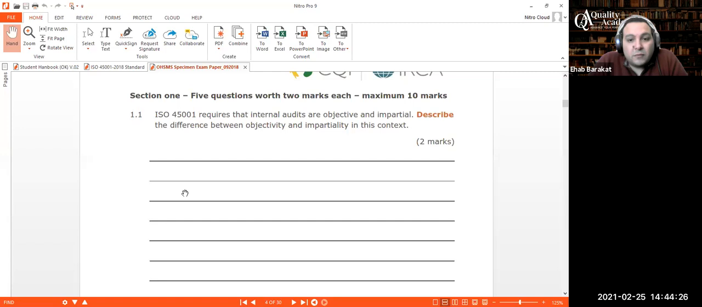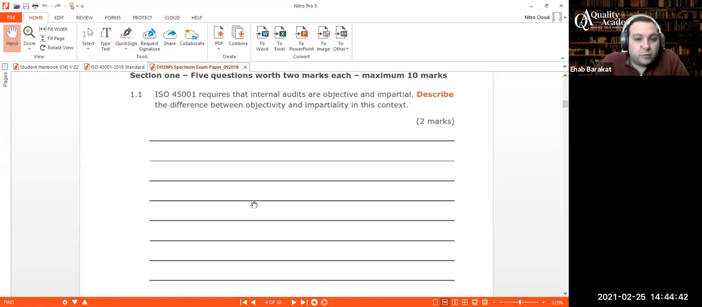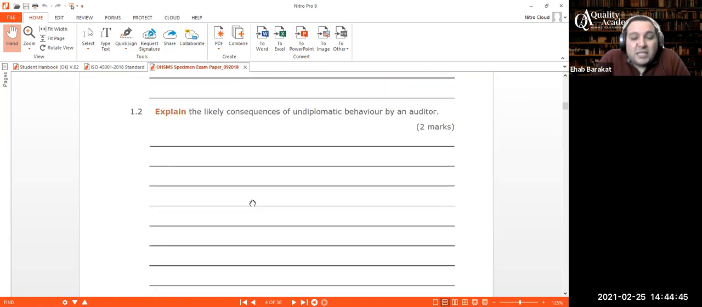So if you wrote that objective means the auditor cannot raise non-conformity according to his own opinion and shall raise it according to evidence and criteria, and impartial means the auditor shall be independent from the audit process, you will take the full mark. Next question: explain the likely consequences of undiplomatic behavior of an auditor. If the auditor is undiplomatic, aggressive for example, what will be the consequence on the audit process?